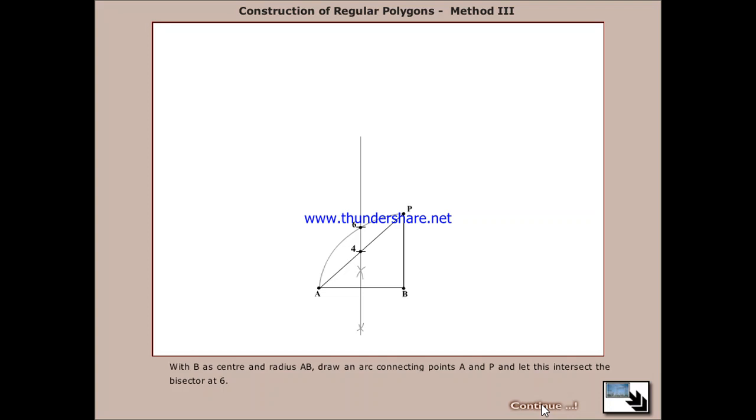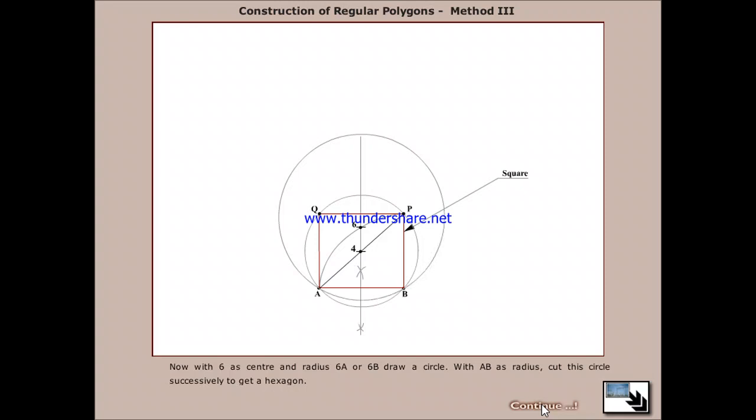With B as center and radius AB, draw an arc connecting points A and P, and let this intersect the bisector at 6. Now with 4 as center and radius 4A or 4P, draw a circle. A square ABPQ of side equal to AB can be inscribed in the circle. Now with 6 as center and radius 6A or 6B, draw a circle. With AB as radius, cut this circle successively to get a hexagon.